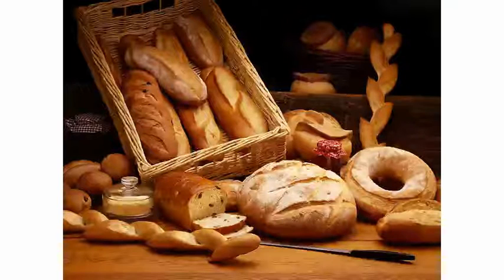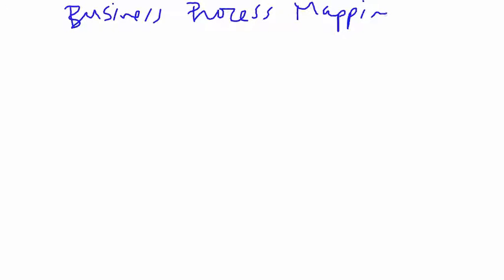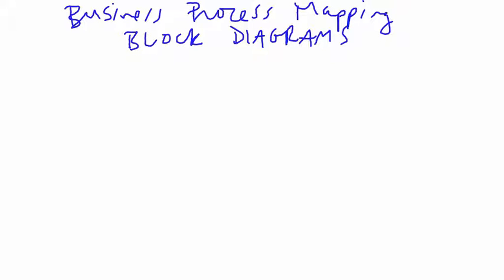So one tool we use in business process analysis is called business process mapping. And we're going to use a technique called block diagramming. I'm sure you're familiar with flowcharts, those kinds of diagrams. We're going to use block diagrams.